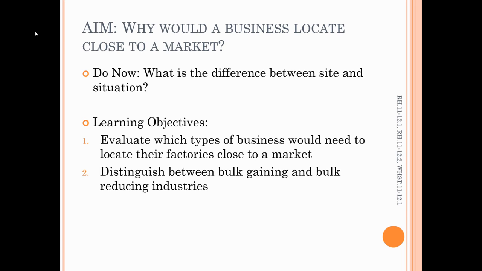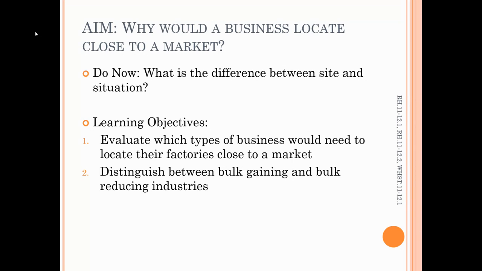So this is lecture 2 for unit 7. Remember, the first unit lecture we did for this was actually before we started reviewing for the AP exam, so you might need to go back and review that. So today our aim is, why would a business locate close to a market?